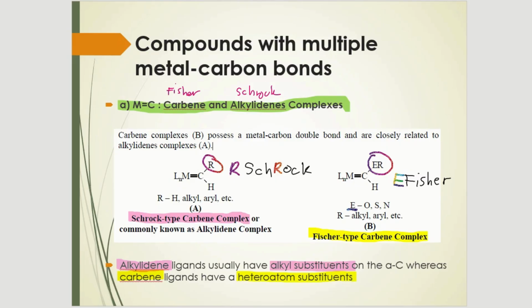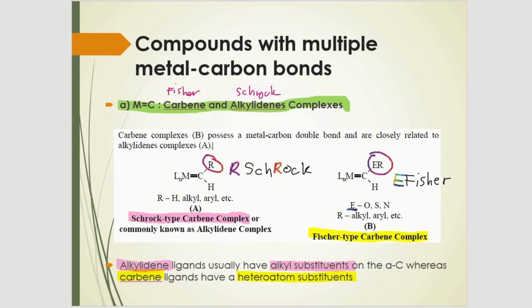Okay, for now we move to the second subtopic, compounds with multiple metal-carbon bonds. From this slide, as you can see, we have a metal-carbon double bond. We have two kinds of organic compound. The first one is carbene and the second one is alkylidene complexes. From the structure, as you can see, we classify into A and B.